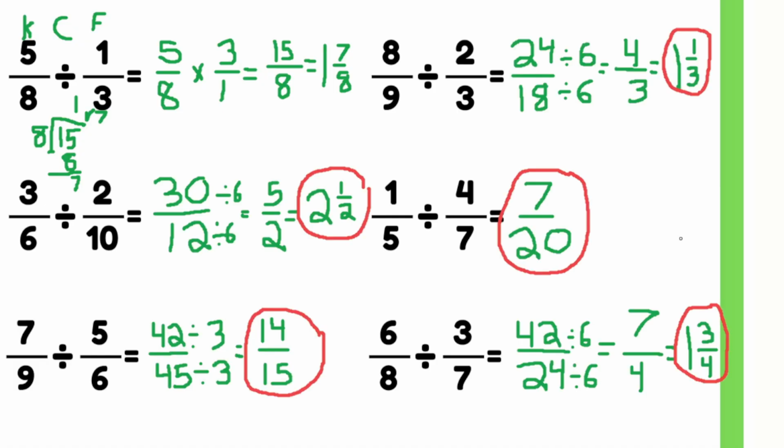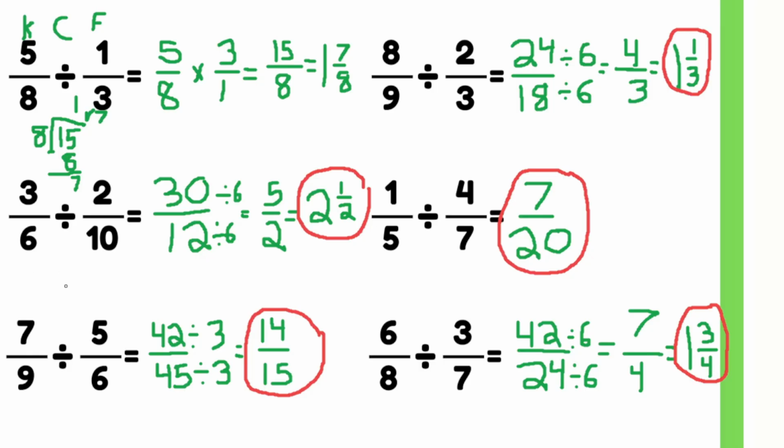Okay, so hopefully you gave these problems a try, and I showed all my work here, so I just wanted to circle my final answers in red. That way it's easier for you to just compare your answers. You can see for 8/9 divided by 2/3, I got 24/18, which I then reduced and then turned into a mixed number, which was 1 1/3. For 3/6 divided by 2/10, I got 30/12. I reduced, turned it into a mixed number, and I got 2 1/2. 1/5 divided by 4/7 was 7/20, and there is no reducing or turning into a mixed number for this one. That's just your final answer, 7/20.